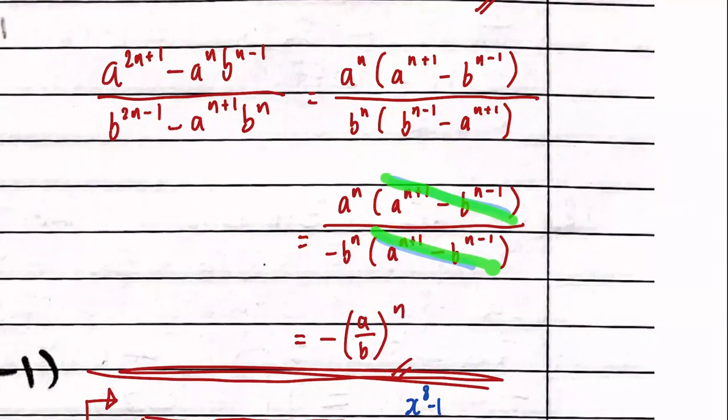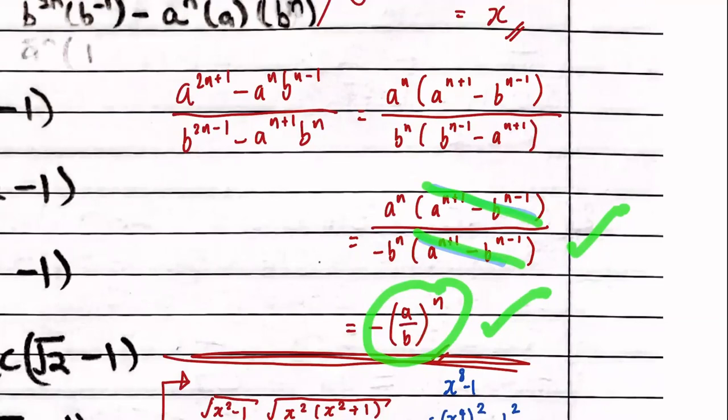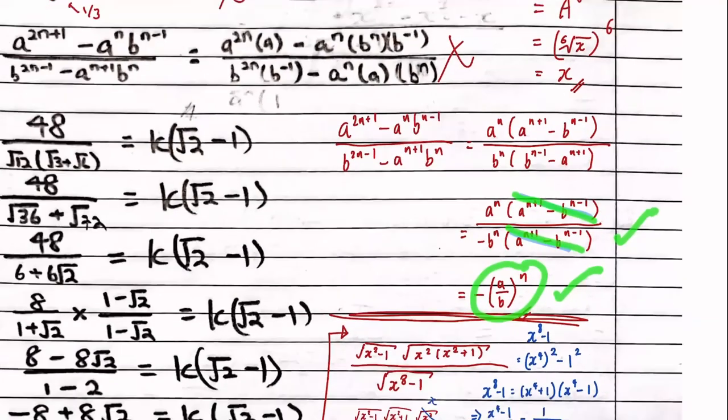Then I can cancel off. Does it make sense? The cancelling? Then you're left with a power n over negative b power n. Rewrite it neatly as this guy. Then that's your answer. Okay? Is it okay? Okay, good. Next. 15, okay. 16, not okay.